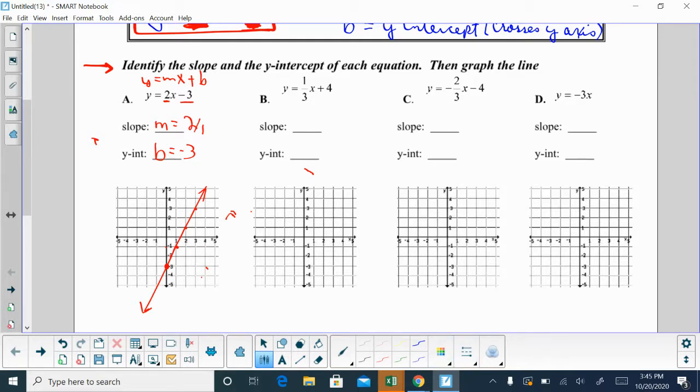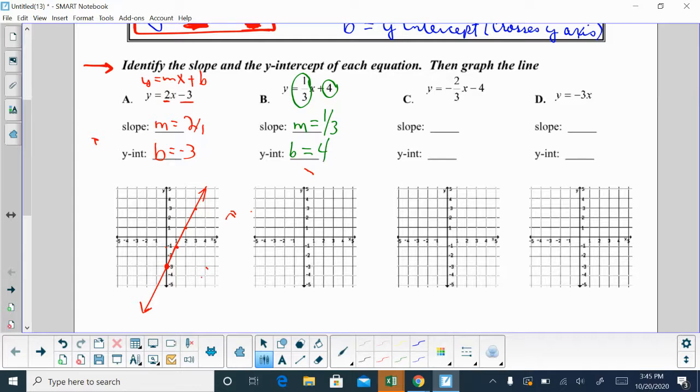It says y equals 1/3 x plus 4. So yes, it is in the form y equals mx plus b. So I can quickly identify that value, that number in front of x. My slope is 1/3, so that's going to be my rate of change, up 1 over 3. And my y-intercept, b, is 4.